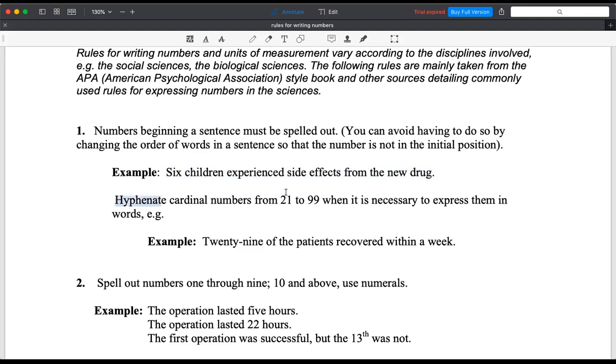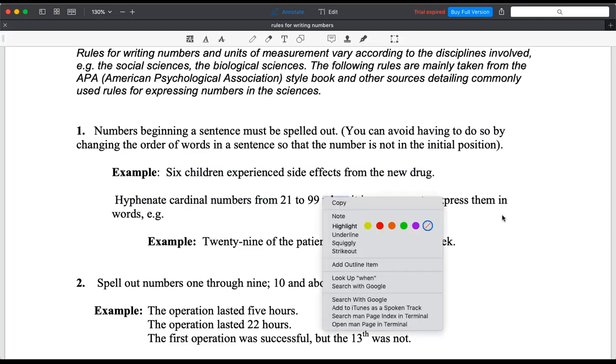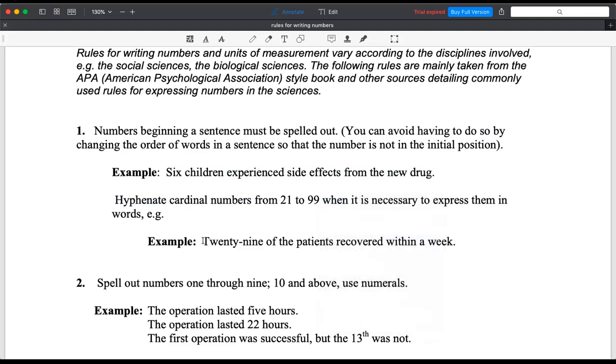Hyphenate cardinal numbers from 21 to 99 if it is necessary to express them in words, even if it is at the beginning of a sentence. Hyphenated words are considered adjectives. Numbers are adjectives in English writing. Because it is at the beginning of a sentence, I must spell them out. For example, "Twenty-nine of the patients recovered within a week."